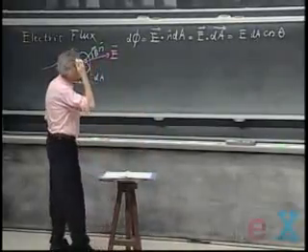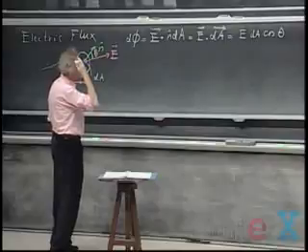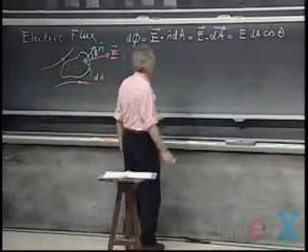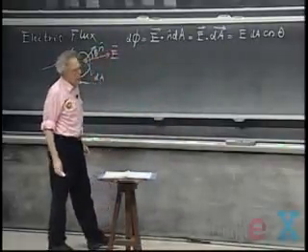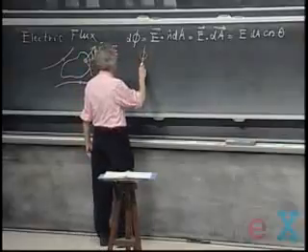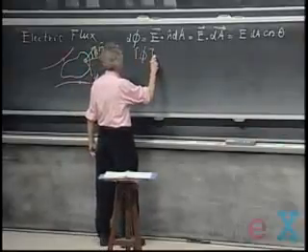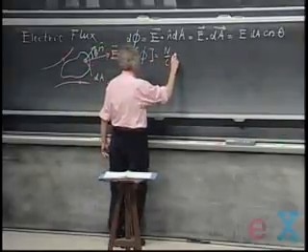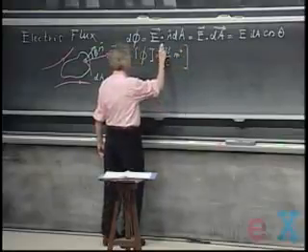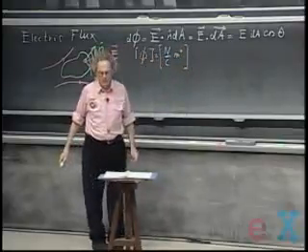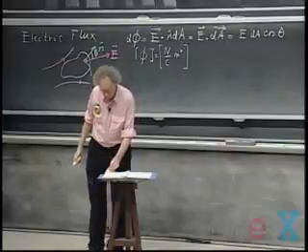The unit of flux follows immediately from the definition. That is newtons per coulomb. So the unit of this flux is newtons per coulomb times square meters. But no one ever thinks of it that way, just SI units.